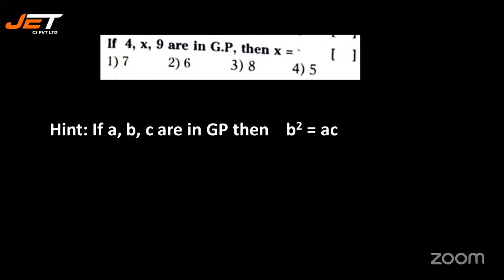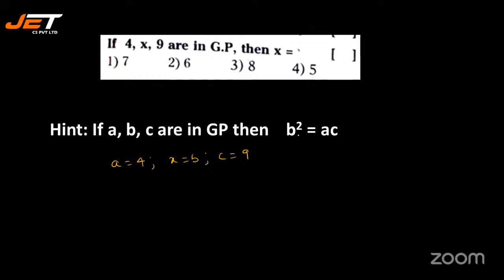All right. So the next is, we have 4, x, 9. It is in GP. Then what is x? Okay. So here we have A is 4, x is B, C is 9.